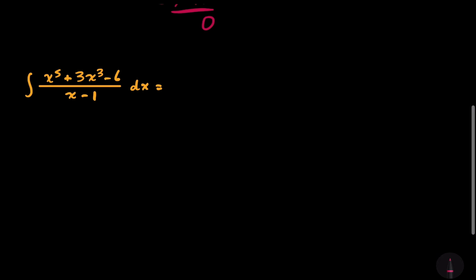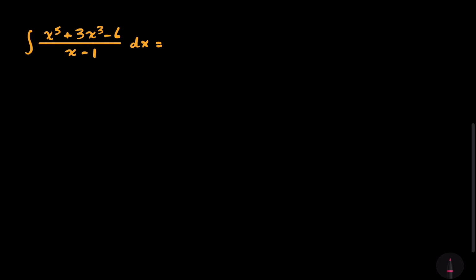Now let's look at a case where it isn't a perfect factor. The denominator isn't a factor of the numerator. Here we have x to the 5th plus 3x cubed minus 6 divided by x minus 1 dx. Again, let's use polynomial long division. You could also use Euclid's algorithm here because you have an x minus 1 in the denominator. It's the highest degree term of the denominator, and the degree of the denominator is 1.